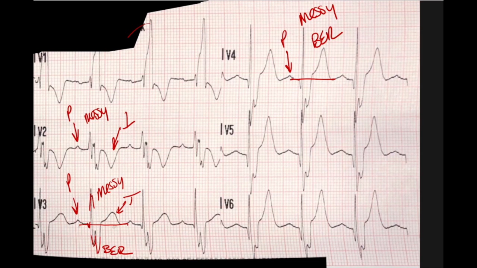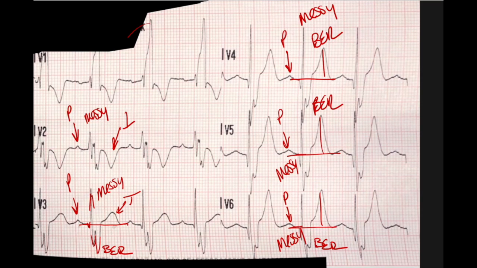V5, similar story. We have P waves, we have messy fragmentation. We definitely have some elevation. And we have some pretty tall T waves. These lateral leads definitely have some tall T waves. And the same story in V6. So here's our P wave, our messy QRS complex, our elevation, and we'll say these tall T waves.